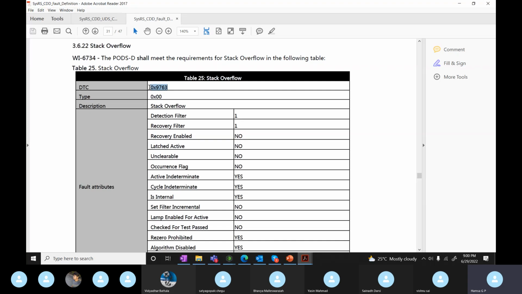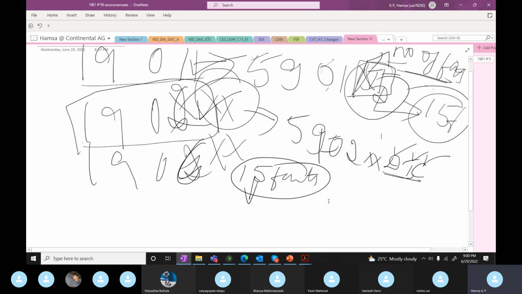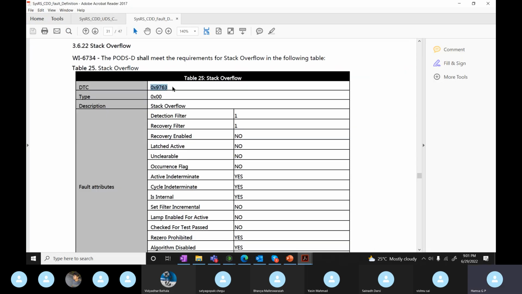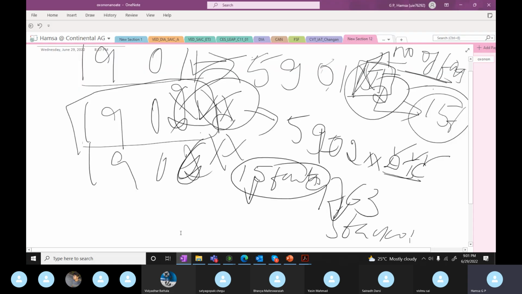So what happens if this number 9763 is stored in the memory? When you read to understand what faults have been set in the system, if it provides 9763, then it is the stack overflow fault. How will you get to know? You have to come back to your requirement and search for this number. Oh, okay, 9763 means stack overflow fault, and it is set in the system. For every fault in the system, there is a code. That code itself is called the diagnostic trouble code, also called DTC.